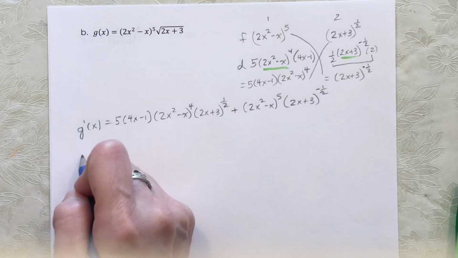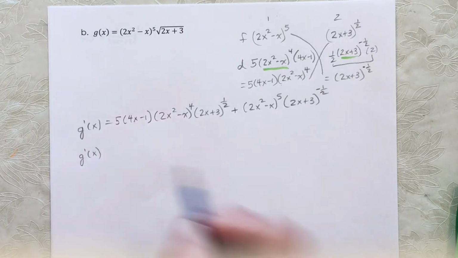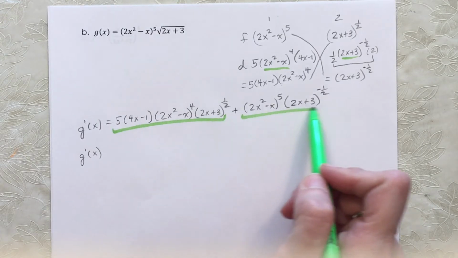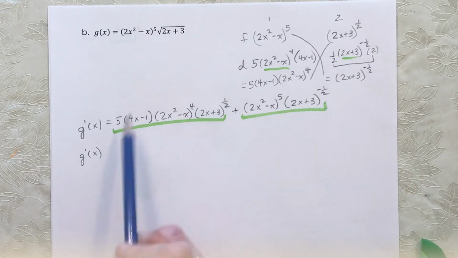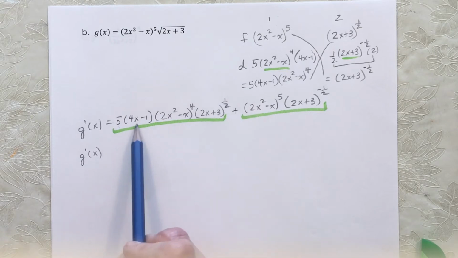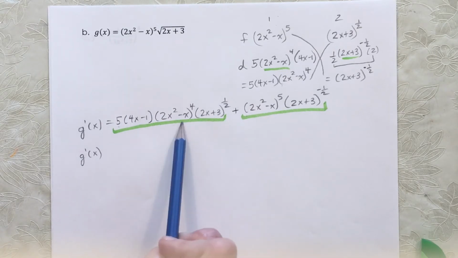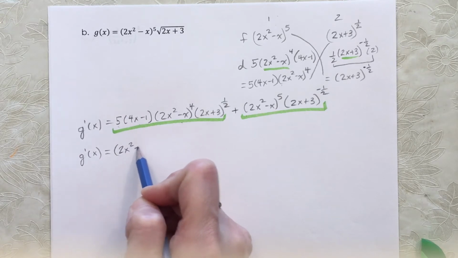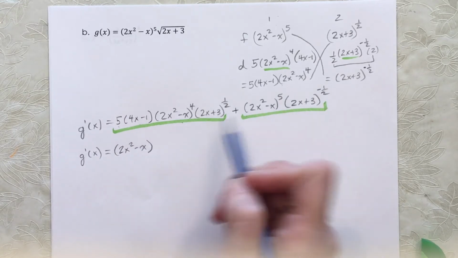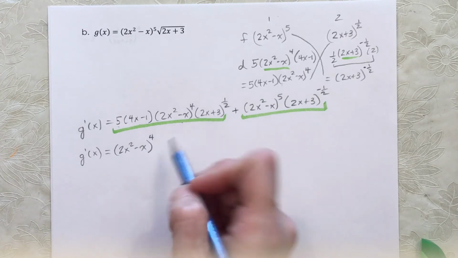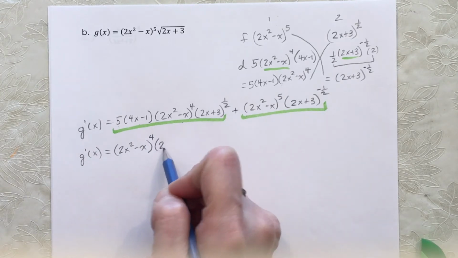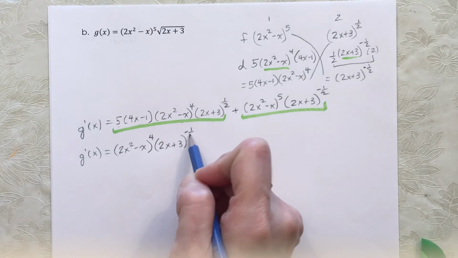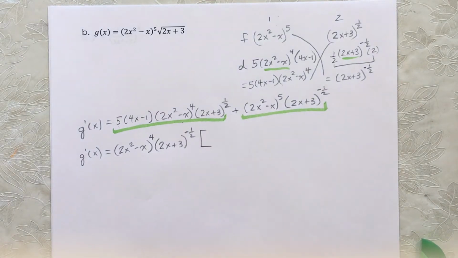All right, now we need the greatest common factor. So we've got two fairly big chunks here. There's no monomial term to compare. There's only 4x minus 1 in the first one. So the (2x squared minus x) to the fourth is the lower exponent. And the (2x plus 3) to the negative 1/2 is the smaller exponent. So that's our greatest common factor.